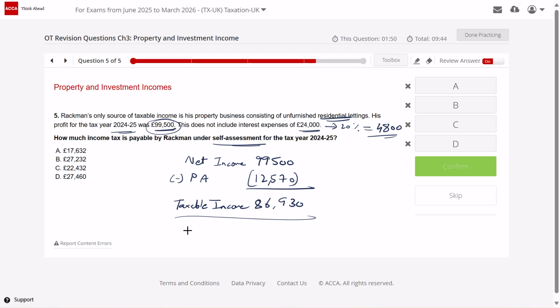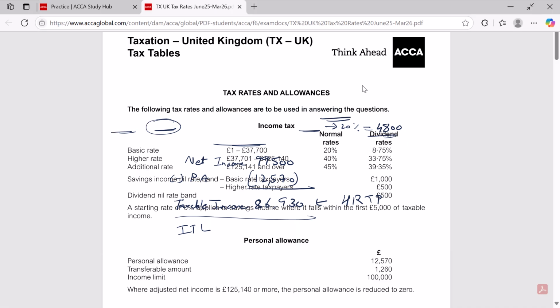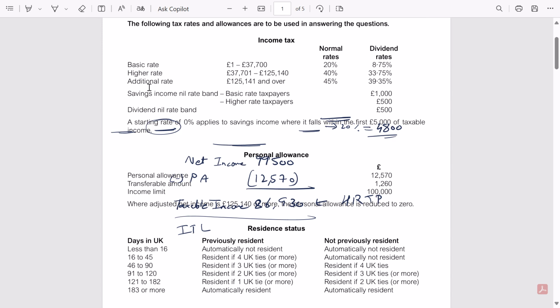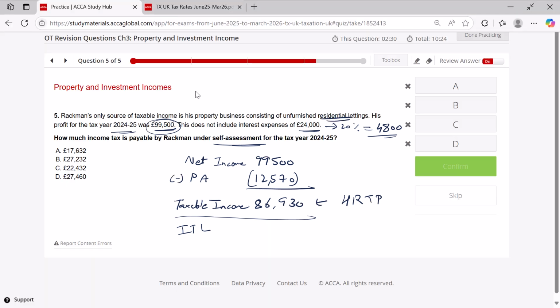Okay, so let's compute income tax liability. Can I say Rackman is a higher rate taxpayer? If we check this: additional rate, higher rate. The higher rate slab ranges from 37,700 to 125,140. So Rackman's income is 86,930. Can I say 86,930 is falling in this band? So it is higher rate. I will move to the first page again.